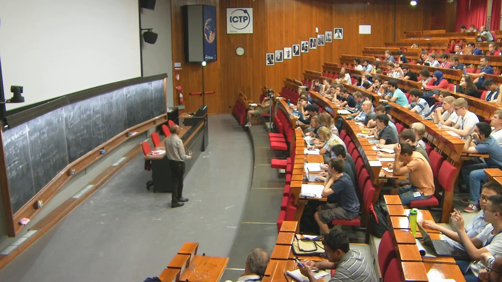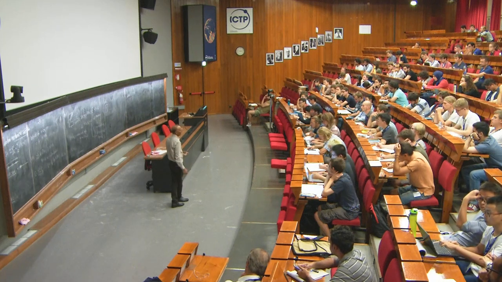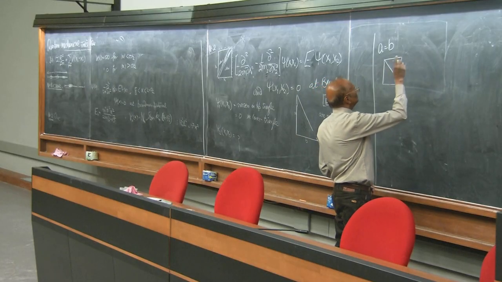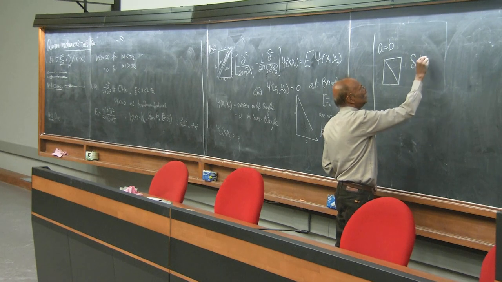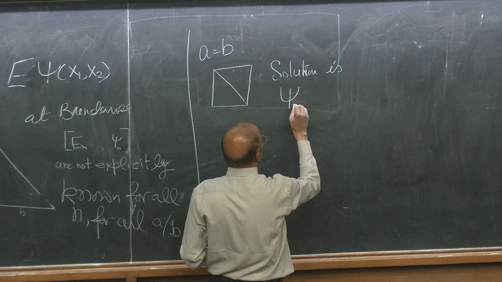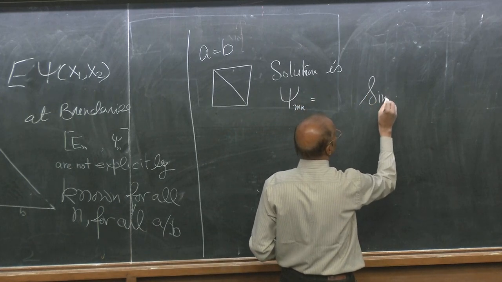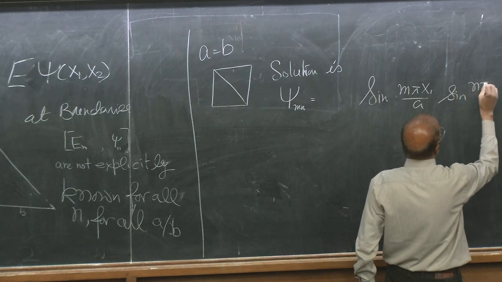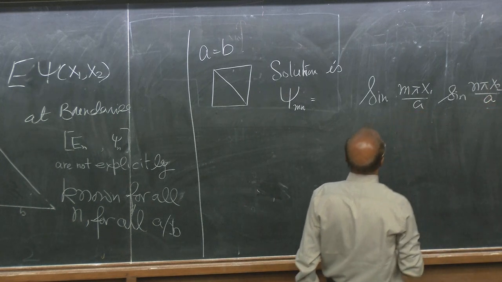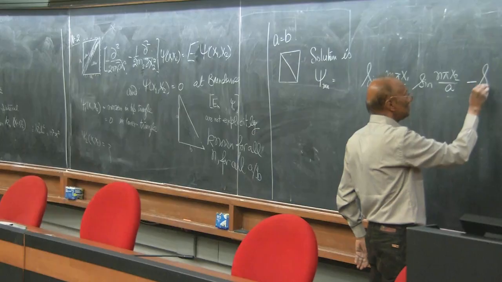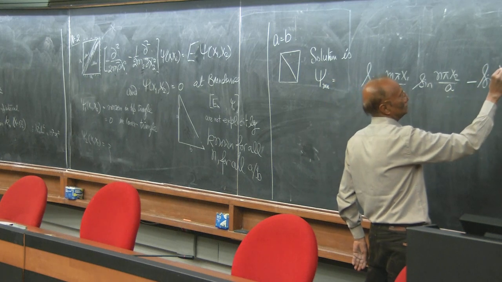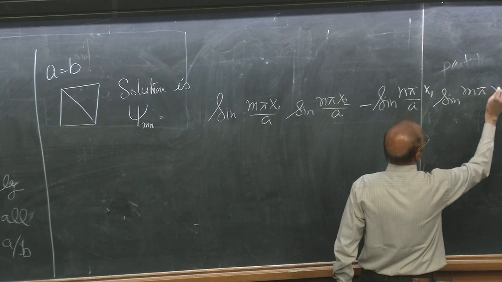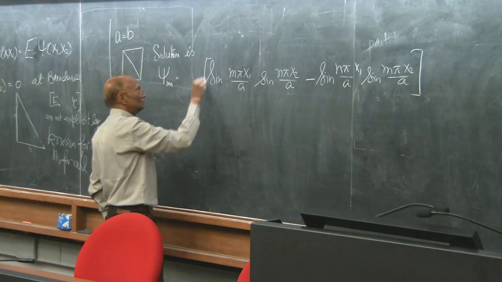All the functions of psi which I can write down, there are a finite set of eigenfunctions which actually have the symmetry that they are odd under this reflection. Okay, so then I work with them. That is the answer. So for A equal to B, the solution is psi mn is equal to sine m pi x1 over A sine n pi x2 over A. This is the solution on the full square. But I just make an anti-symmetric combination, minus sine n pi x1 over A sine m pi x2 over A. And I can normalize it.